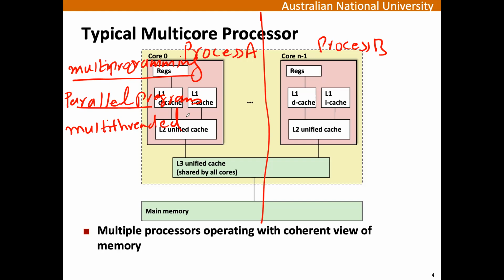So these are the two predominant uses of multi-core processors: server processors, and multi-programming, even without any parallel threads alone, is a very important use case for multi-core processors.